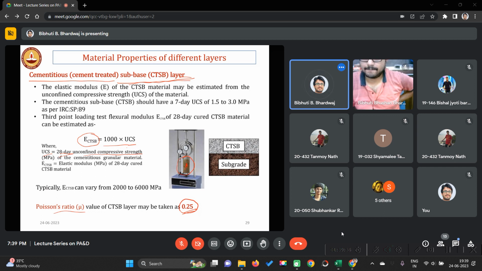Radius of relative stiffness, there you use the formula with Eh cubed by 12K(1 minus mu squared) for the concrete slab; concrete is 0.15. The stiffer the material is, Poisson's ratio will be lesser and the elastic modulus will be higher and higher. All right.